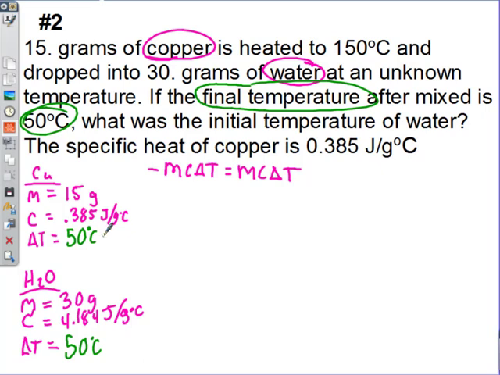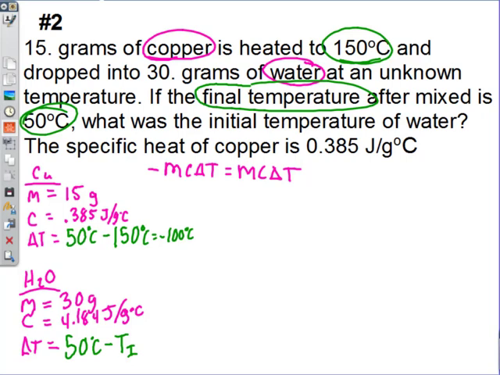And so for copper, final minus its initial, copper was heated to 150 degrees Celsius. So 50 minus 150 degrees Celsius gives me negative 100 degrees Celsius. And that's going to be my delta T for copper. Whereas water, it doesn't give me an initial temperature of water. That's what I'm looking for, so I'm going to put a TI there. I'm looking for that TI, so I need to plug in everything and then eventually solve.